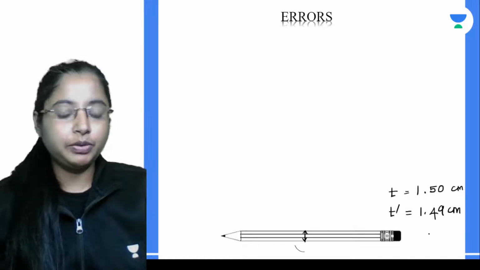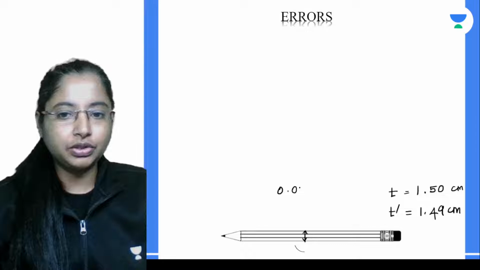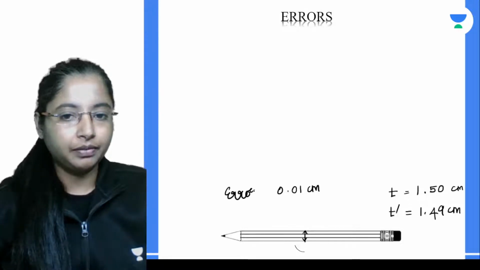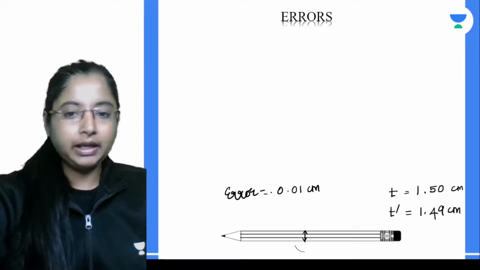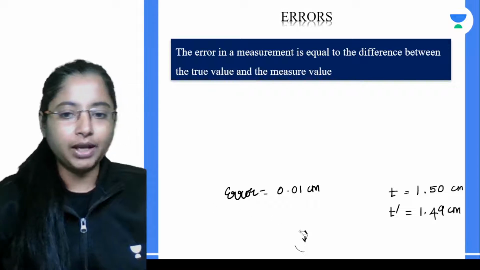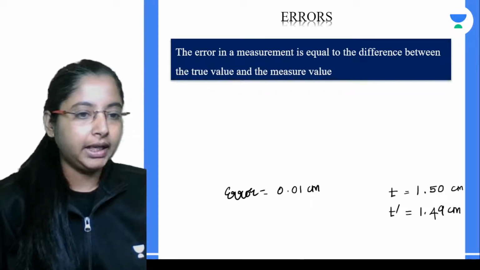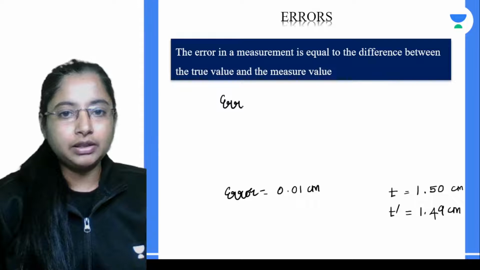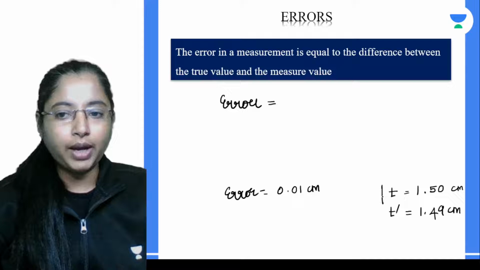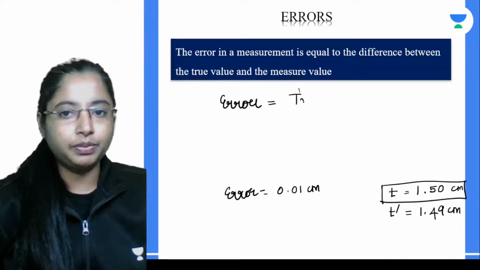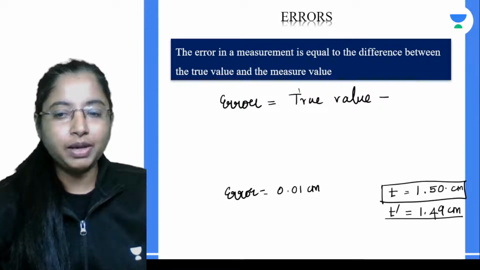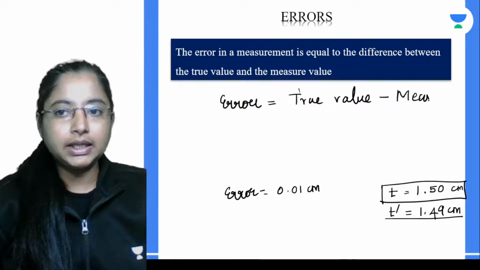What is the difference between these two values? Somewhere around 0.01 centimeters. This value is actually the error, right? So error in any measurement is nothing but the difference between the true value of this particular object, the true value minus the measured value we got. This is basically error.